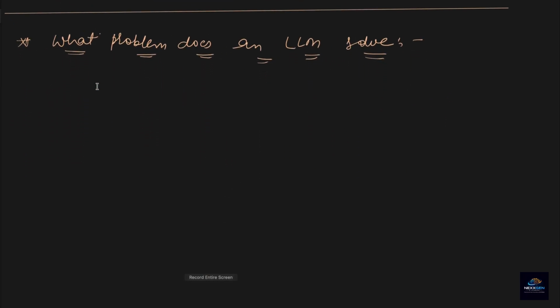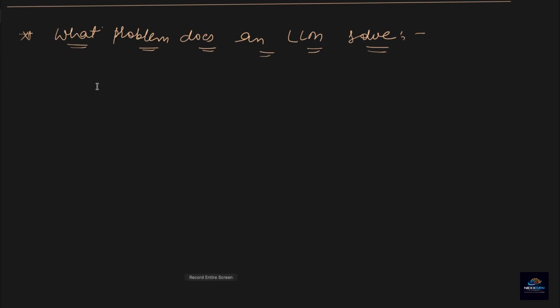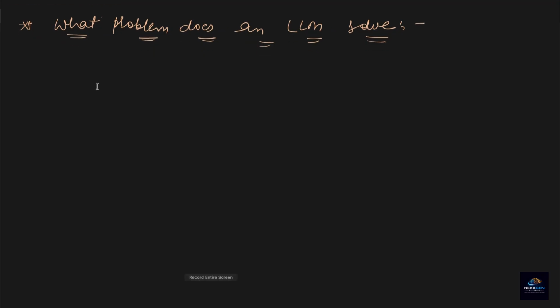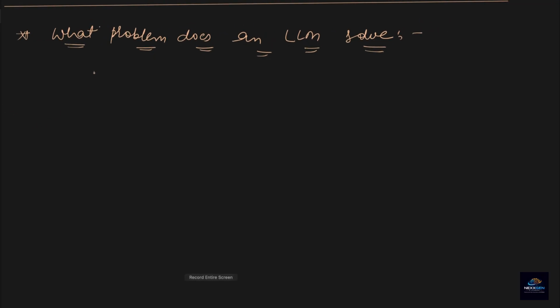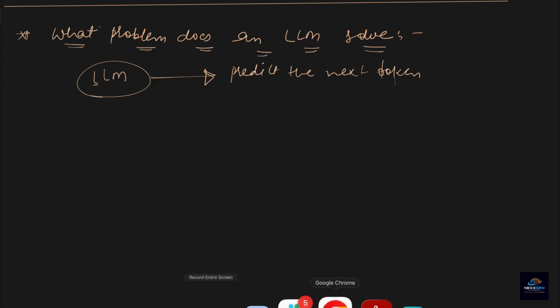First, let's discuss what problem an LLM solves. You might be wondering what a large language model is doing here. The major application of a large language model is to predict the next token, nothing else. Let me open ChatGPT and show you one example.